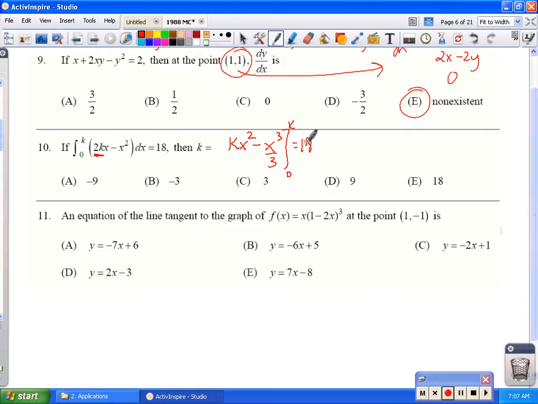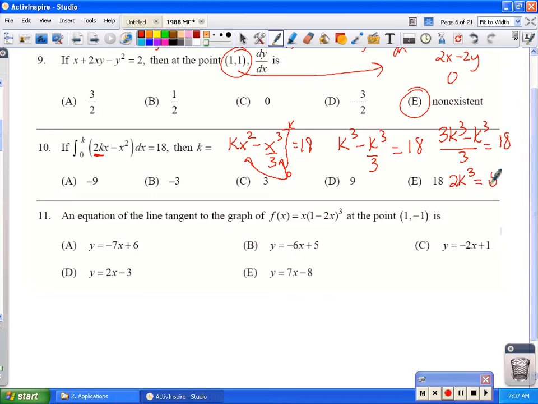When I substitute k, that will give me k times k squared, which is k cubed, minus k cubed over 3. Now when I substitute 0 into both of these, I'm going to get 0. So that will be equal to 18. Get a common denominator, so I'll have 3k cubed minus k cubed over 3 equal to 18. Combine like terms, and that'll give me 2k cubed.